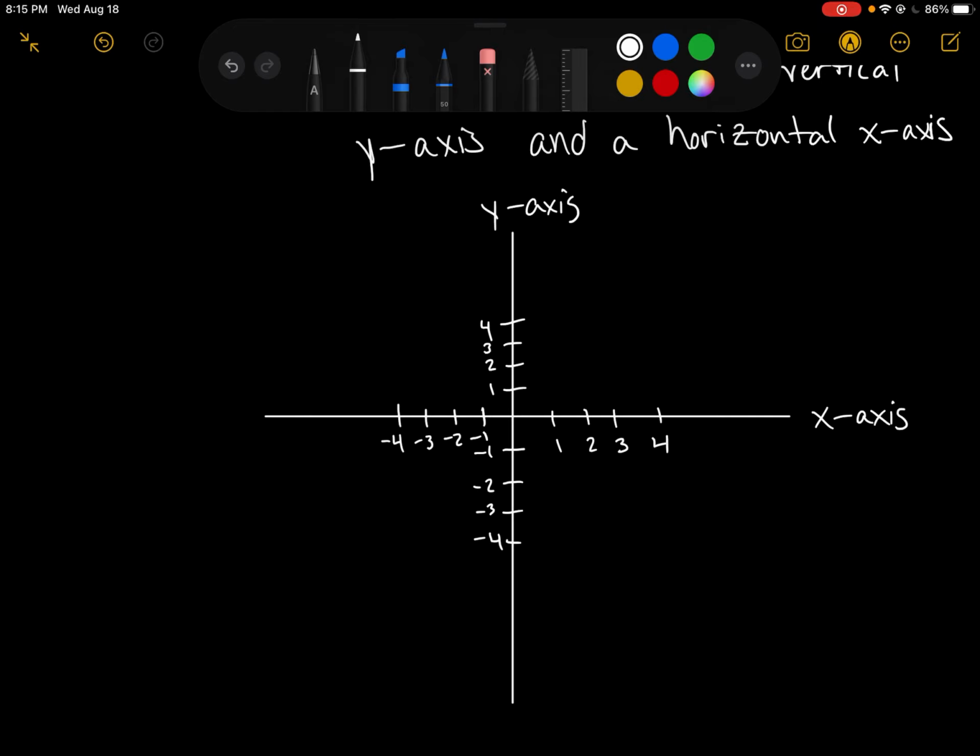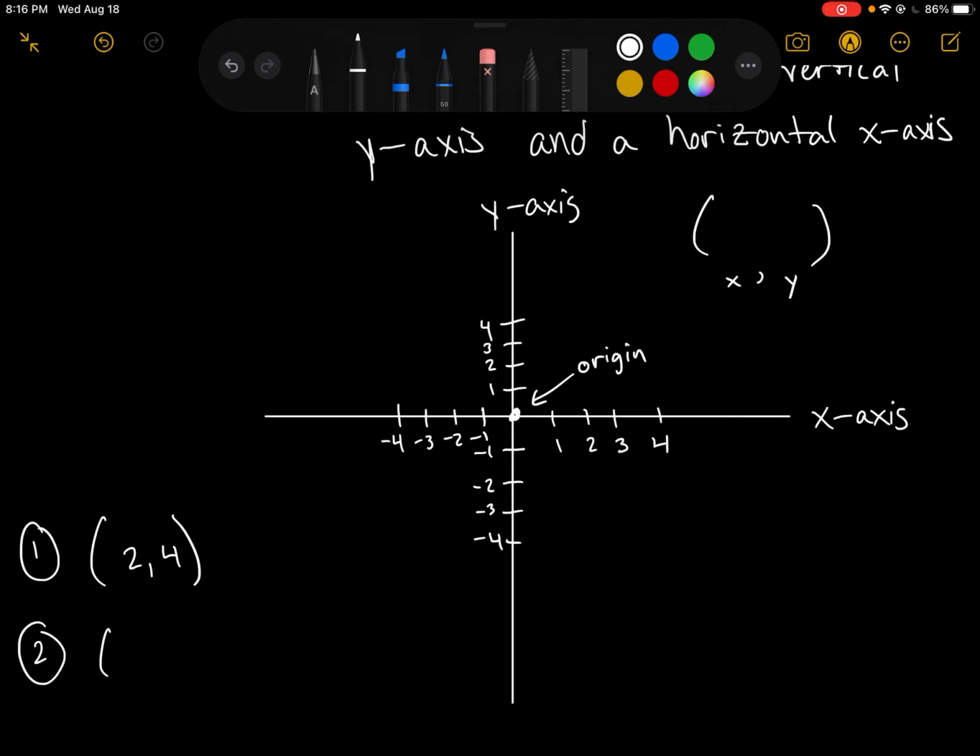So just quickly to recap here, ordered pairs are how we move about this. The origin is the center of the coordinate plane, and every ordered pair has 2 coordinates. The first one is an x direction, the second is a y direction. So we'll go over 3 examples. Example number 1 we'll have as 2, 4. Example number 2 we'll plot as -3, 1. And example number 3 we'll plot as 1, -3.